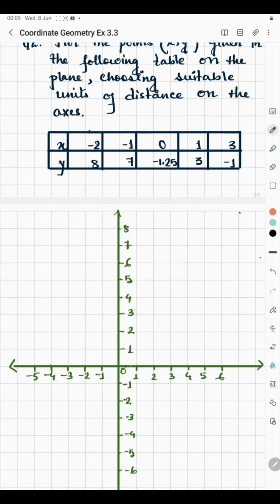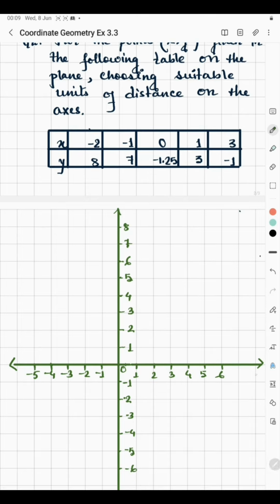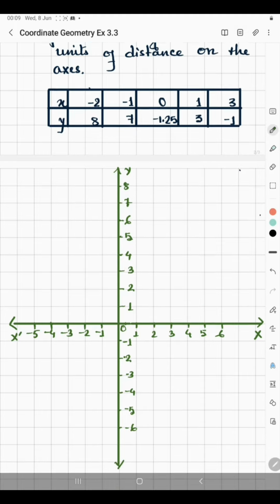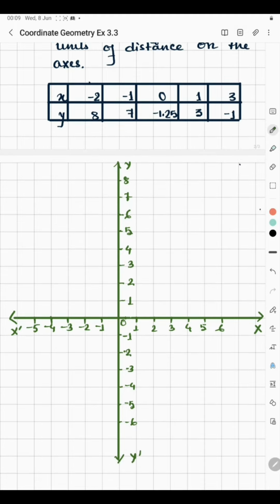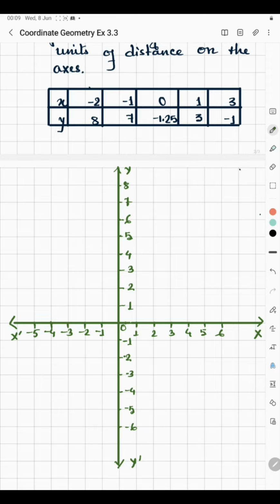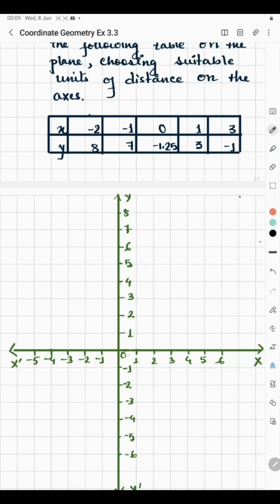Here we have two axes, x-axis and y-axis. This is x-axis and this is y-axis. Now here we have taken the units. Here we have chosen suitable units on the axis. See, the interval between two units is the same. At first we have -2, 8. -2 is the value of x and 8 is the value of y.